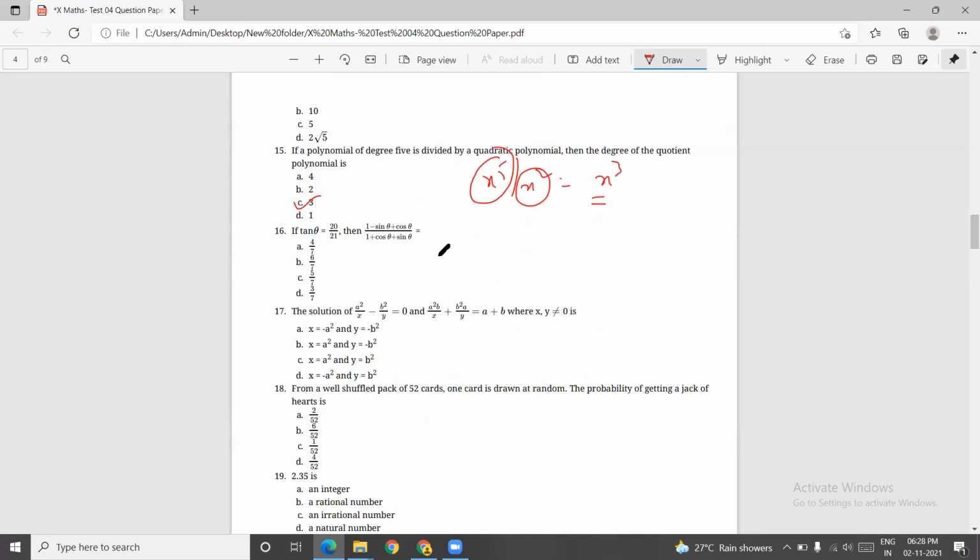It's a very general question. So tan theta is equal to 20 by 21. What is the value of 1 by sin theta plus cos theta by 1 plus cos theta plus sin theta? So what are the sin theta and cos theta values here, students? If I take the triangle with respect to theta, the opposite side is 20, the adjacent side is 21. Then what is the hypotenuse here?